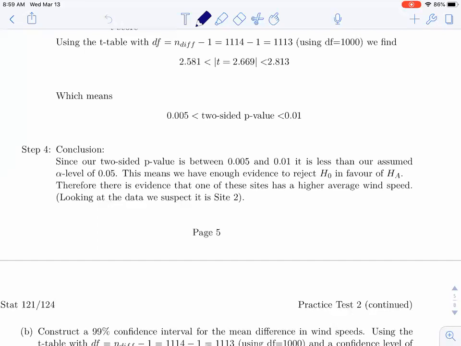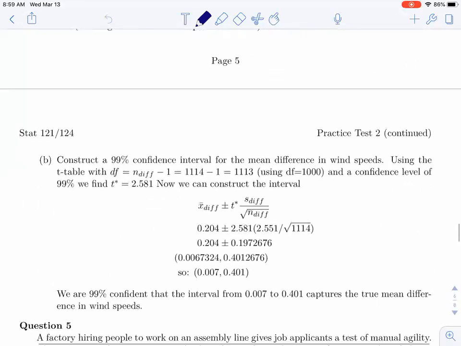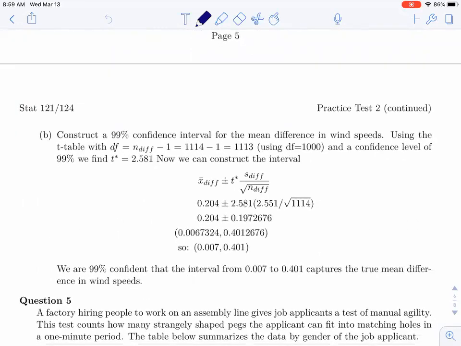Any questions about that one? Okay. Construct a 99% confidence interval for the mean difference in wind speeds.